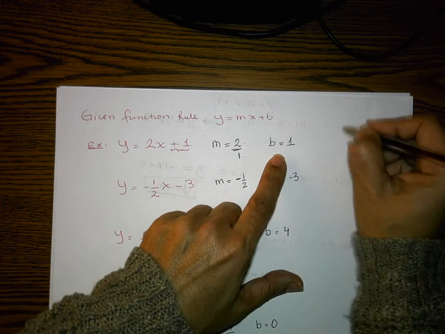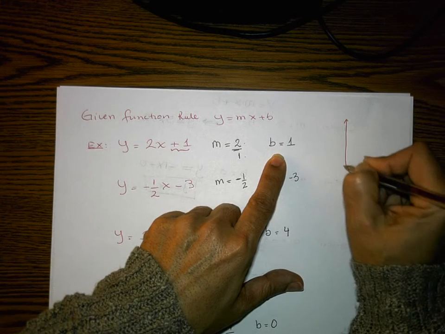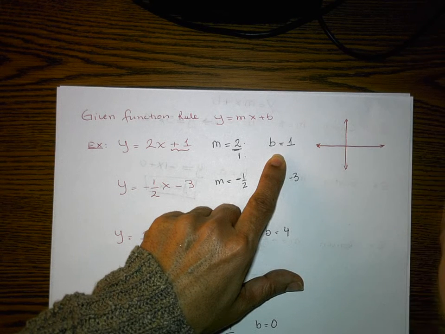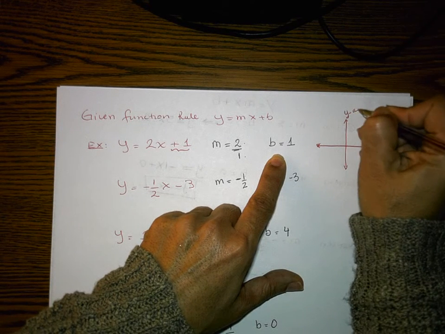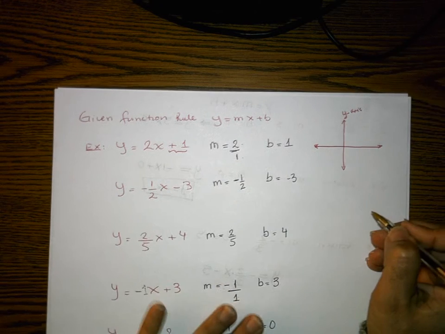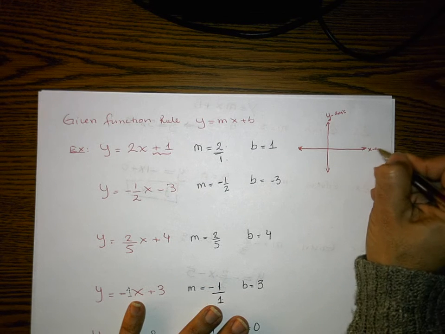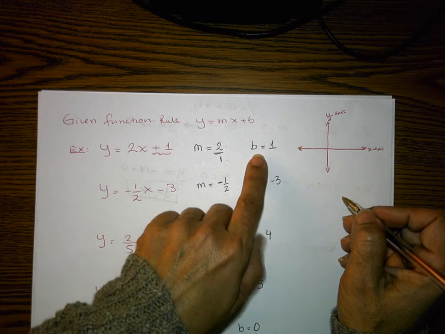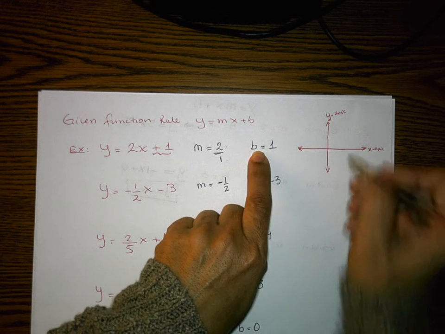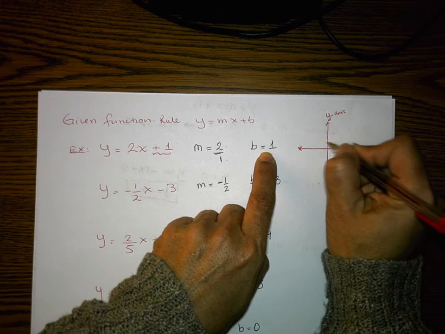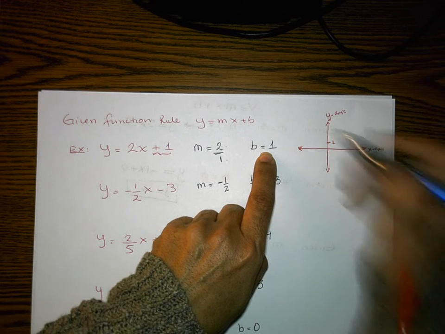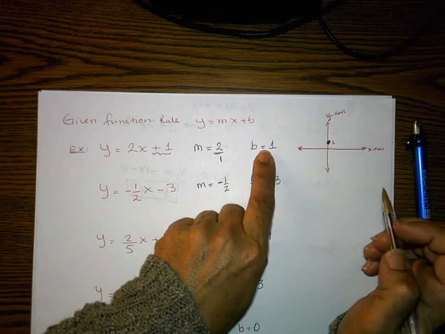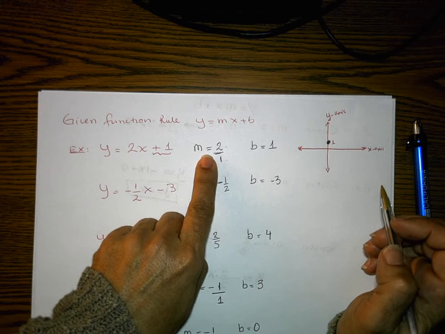I know that if I have a graph, and I'm going to do a little one right here for the first one. If I have a graph, and this is my y-axis, and this is my x-axis. If I go to the initial point, this y-intercept, I know I need to go to y equals 1. Let's mark it right here as y equals 1. I know this is my starting point, okay? And from there, all I need to do is count the slope.